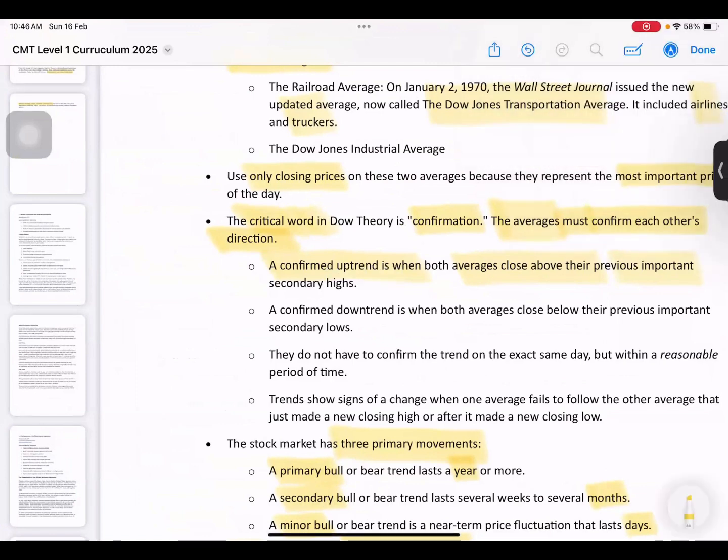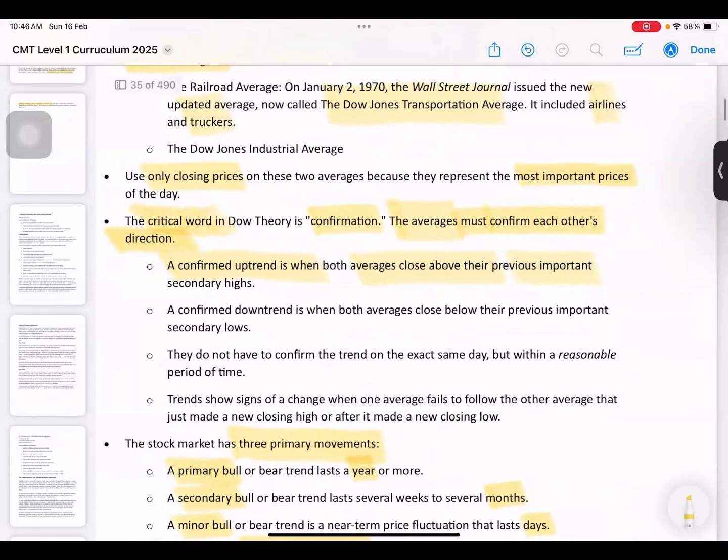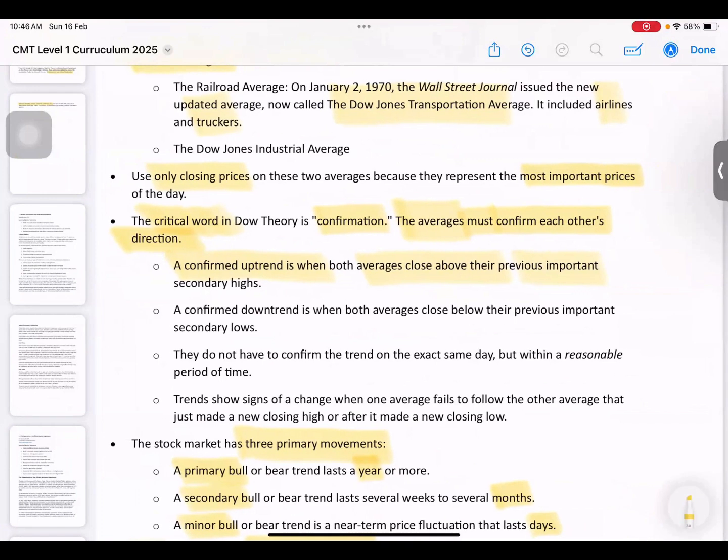So the word confirmation also appeared in the objectives of this particular chapter. So there can be some question coming about confirmation. It's not very difficult to understand. Very, very simple. A confirmed downtrend is when both averages close below their previous important lows, secondary lows. Now, you don't really need to call it secondary highs. From the exam perspective, yes, you want to remember this word secondary highs and secondary lows, but actually it applies across the board.